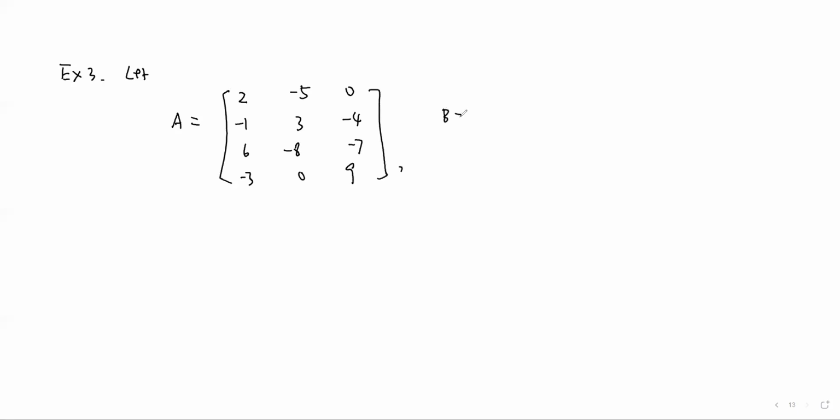Let me add one row to B so that A times B is computable. Let me add a row: 3, 2. Now have a check with the size. This is a 4 by 3, and this is a 3 by 2. Now, the number of columns in A matches the number of rows in B. So A times B is computable.